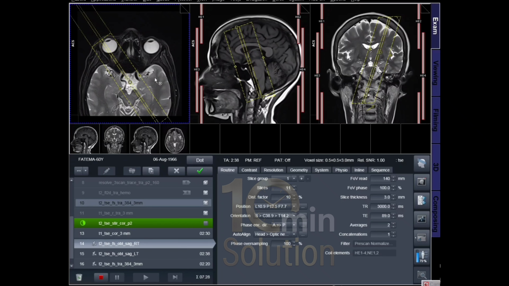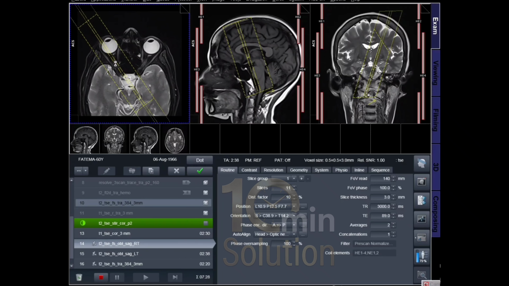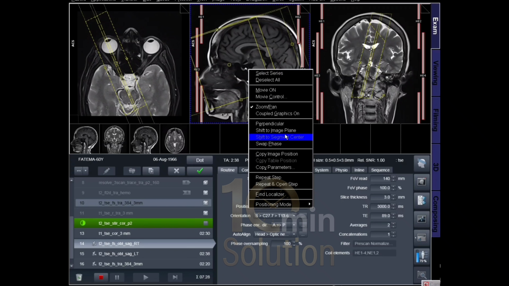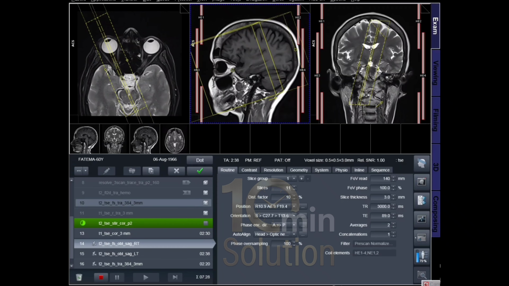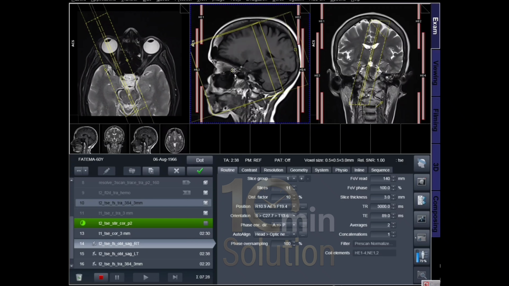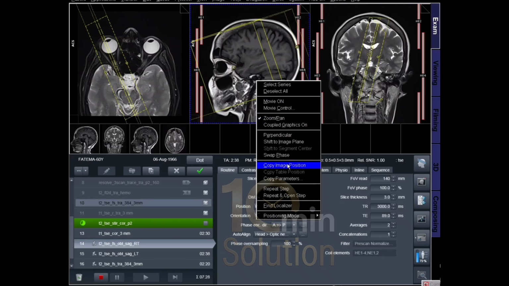sagittal planning. So the sagittal plan will be on the transverse and coronal images, and now I set up the plan, right orbit sagittal plan. Look here, now I very carefully set up the plan. Okay, look, this one is the right side.